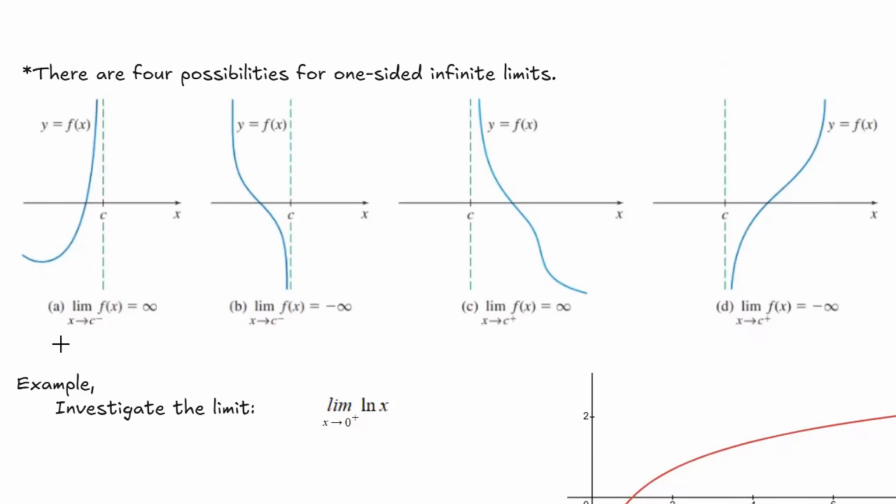This results in 4 possibilities for one-sided limits. You could approach the c value from the left and have a positive infinite limit or a negative infinite limit. And similarly, you could approach c from the right, and same thing, you could have a positive infinite limit or a negative one. And these 4 graphs illustrate each situation.